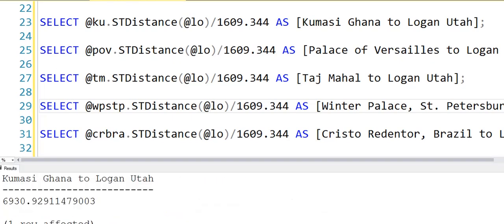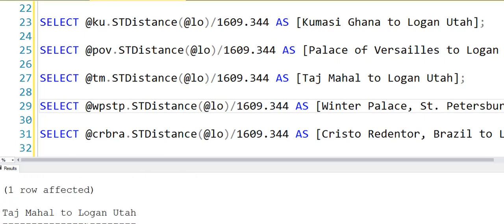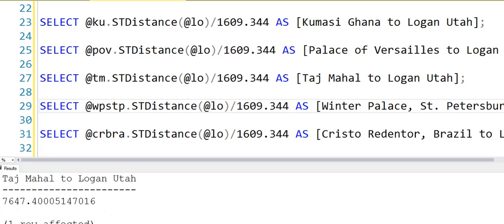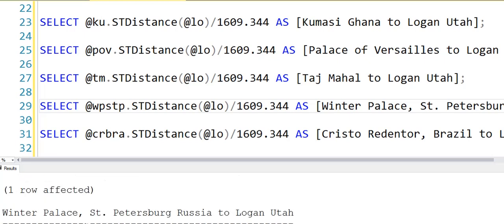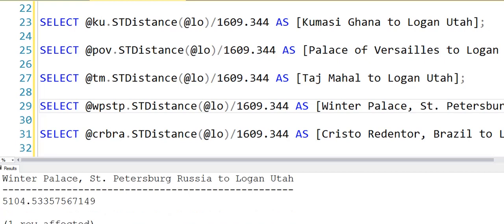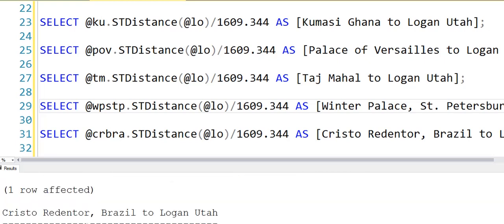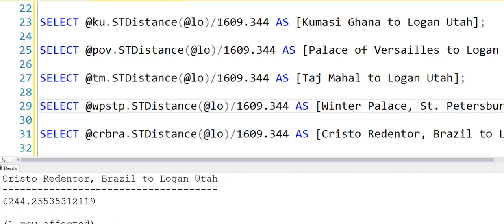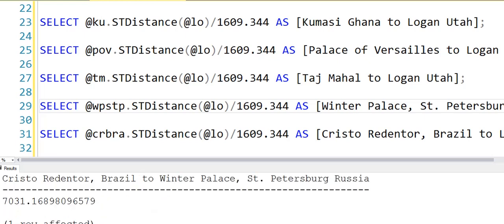and here is Kumasi, Ghana to Logan, followed by Palace of Versailles to Logan, Taj Mahal 7,647 miles, the Winter Palace in St. Petersburg to Logan 5,104 miles, the Cristo Redentor Brazil to Logan, 6,244 miles. Surfer's Paradise Australia to Logan, 7,700 miles. And for fun, we did the Cristo Redentor statue in Brazil to the Winter Palace at St. Petersburg. That's 7,031 miles.